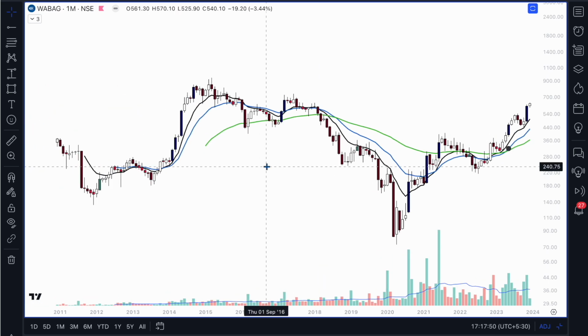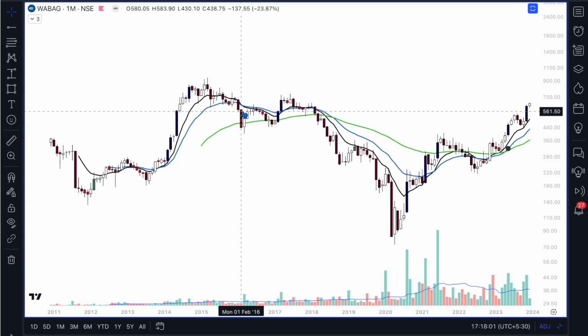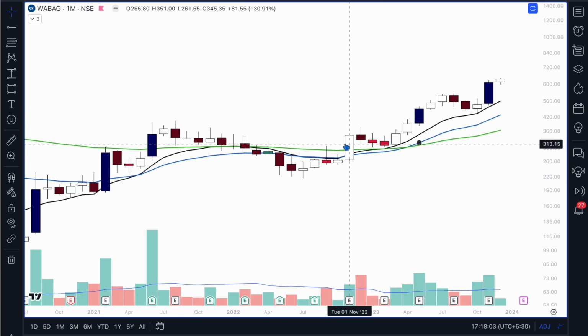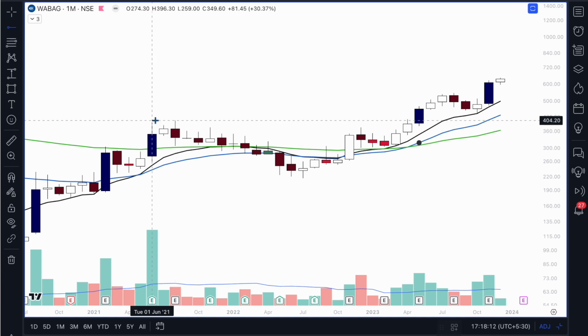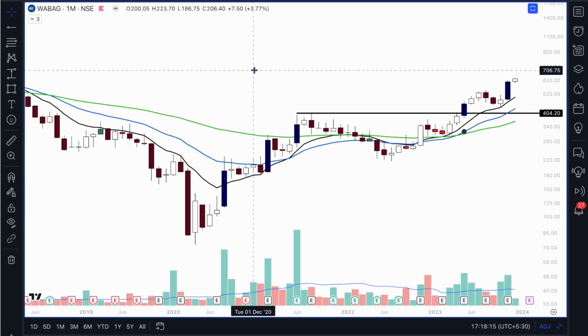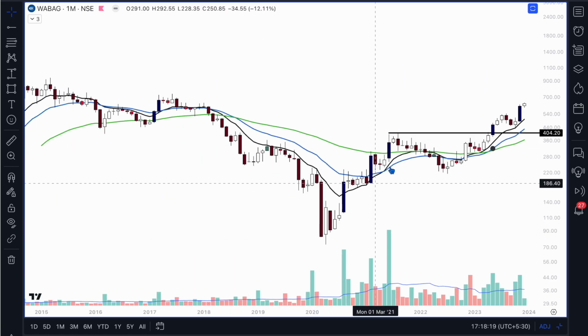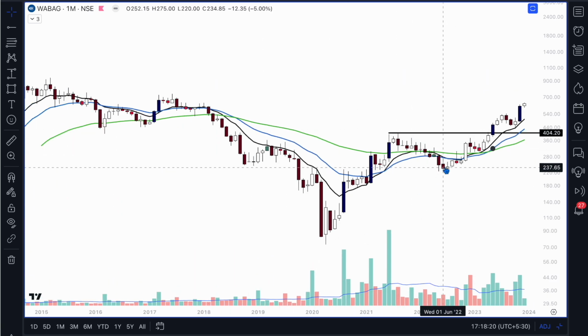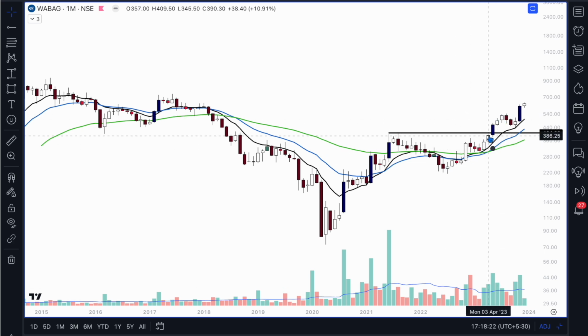So now I'll take the last case study before we move on to the scanner I'll give to you. That is Wabag. Very interesting name, as it gave you two opportunities here. See, the first opportunity came here. Look at the candle, 30% in a single month led to what? The 10 moving average crossing above the blue line, the 20 of the monthly, and you had a resistance here. Right near the resistance, you were consolidating. Correct? And the trend is also changing. You are having a higher low, right? Then now you are having a higher high.